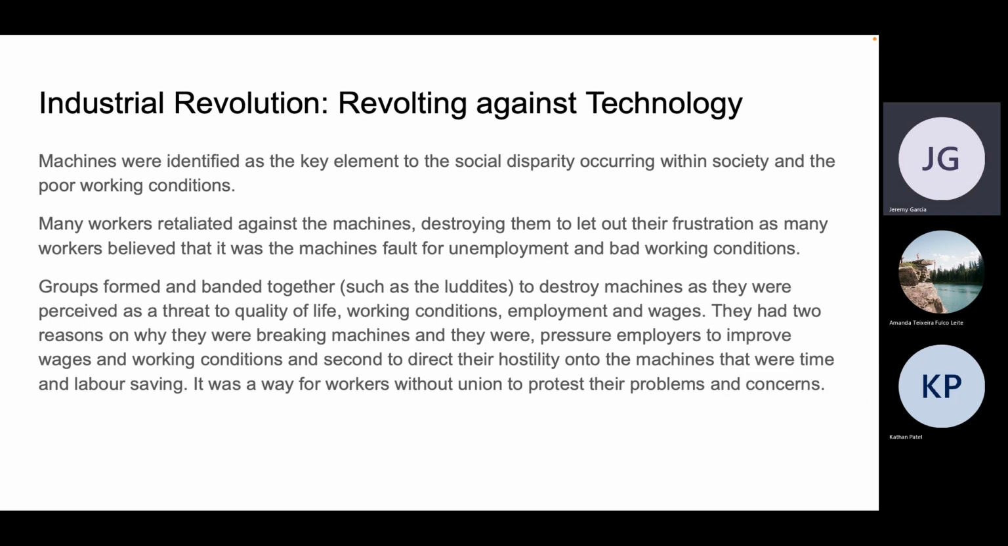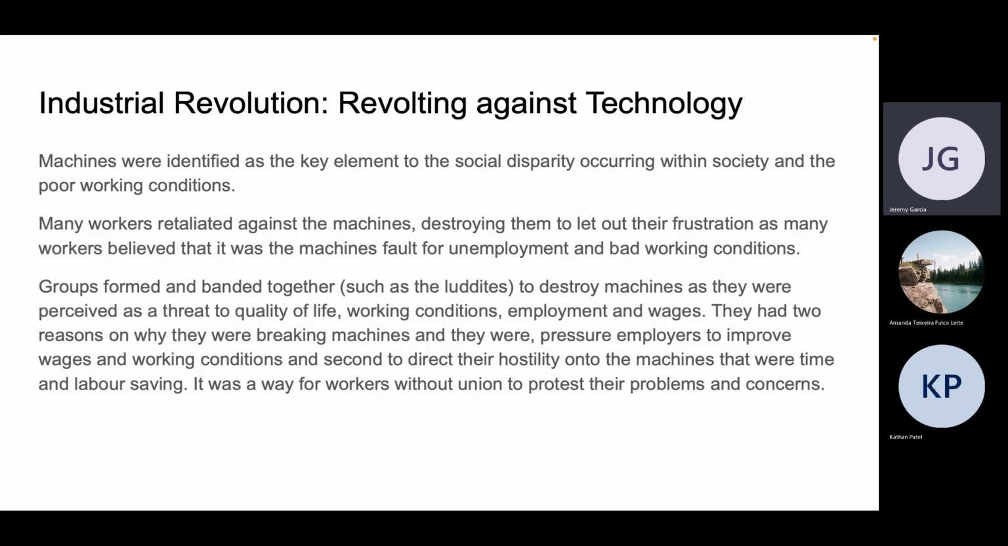So machines were identified as the key element to the social disparity occurring within society and the poor working conditions. Many workers retaliated against the machines, destroying them to let out their frustration, as many workers believed that it was the machine's fault for unemployment and bad working conditions. Groups formed and banded together, such as the Luddites, to destroy machines as they were perceived as a threat to quality of life, working conditions, employment, and wages.